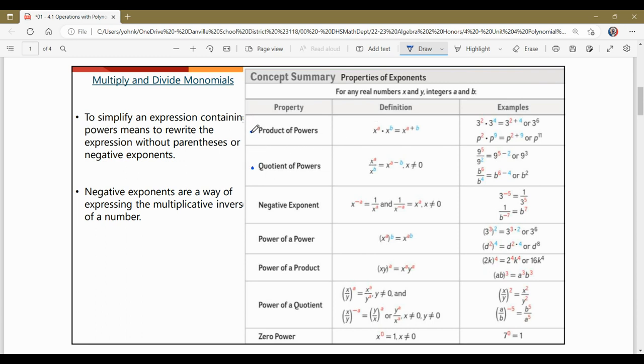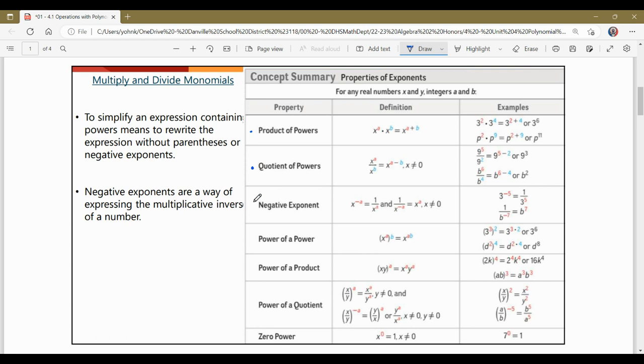Second rule is called the quotient of powers. So we are dividing two like-based powers. So x to the a divided by x to the b, that's x to the a minus b. Also assuming that the denominator does not equal 0, otherwise the fraction would not exist.